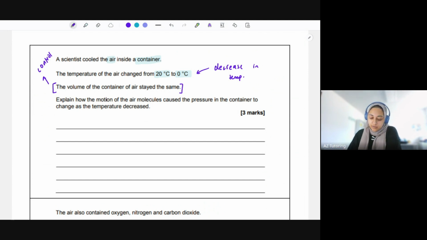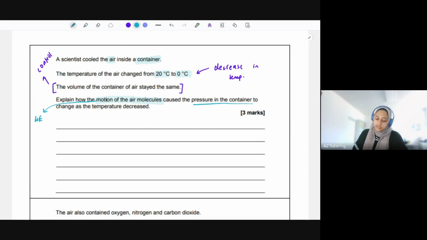It says here, explain how the motion of air molecules. So it's kind of giving you the answer in the question. As soon as you see motion of air molecules, you should be thinking of kinetic energy. In this case, what is kinetic energy? Kinetic energy is the ability to move, essentially. So explain how the motion of air molecules cause the pressure in the container to change as the temperature decreased.